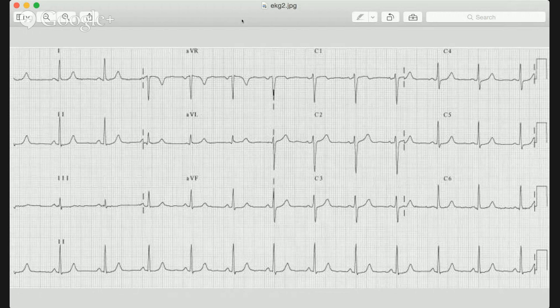All right. So there are 5 steps of Dubin's method. Step 1 is rate. Step 2 is rhythm. Step 3 is axis deviation. Step 4 is hypertrophy. We're going to focus on left ventricular hypertrophy. And number 5 is we're going to look for ST depression or elevation, inverted T waves or Q waves to show ischemia, injury, or infarct.